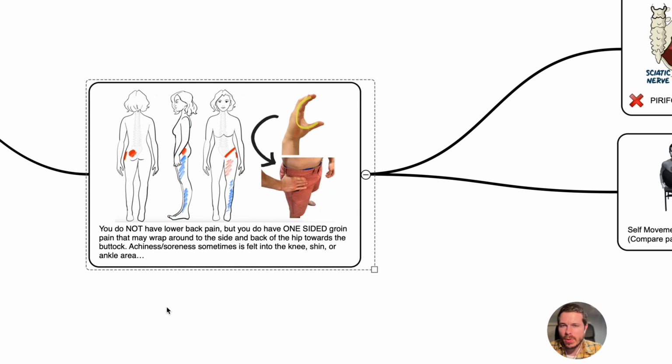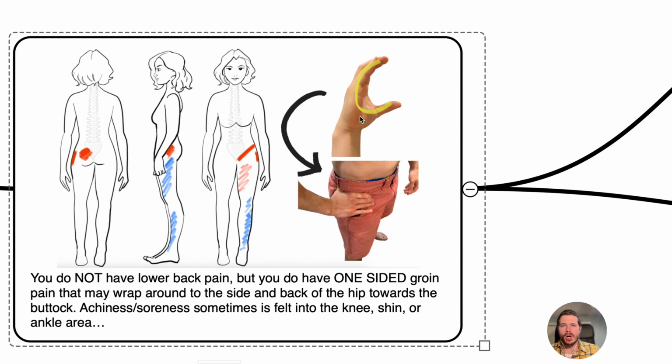So let's just say now that you do not have lower back pain, but you've got more than buttock pain, right? You've got one-sided groin pain that may wrap around to the side and back of the hip towards the buttock. You have achiness and soreness occasionally and/or potentially that may be felt in the knee, shin, or even the ankle area. So this is the location of symptoms we're talking about. And it's often felt in the distribution of what we call a C sign. We would call this a positive C sign. So people say, yeah, it hurts here on their hip, and they hold their hand like this, or when they show you where it hurts, they lift their hand up, and it's in the shape of a C. So groin stuff, it wraps the outside of the hip and then goes deep into the buttock.